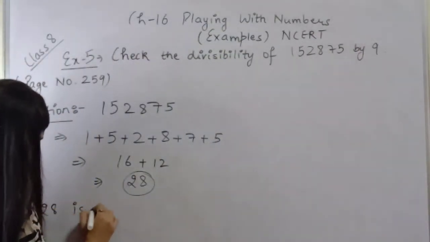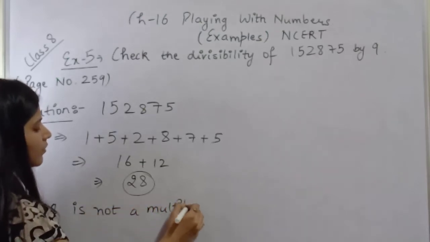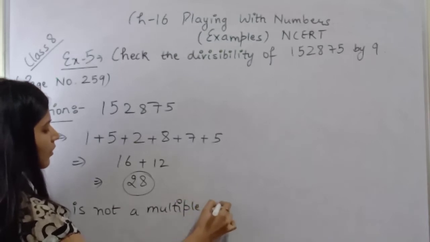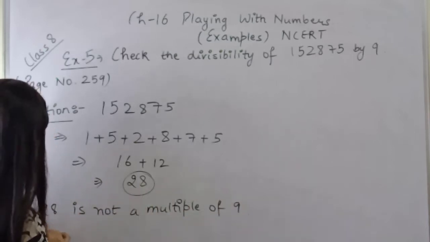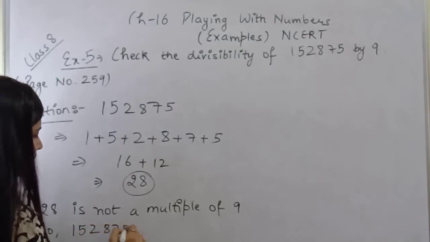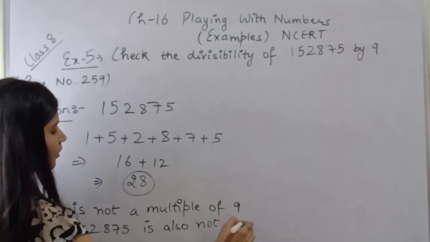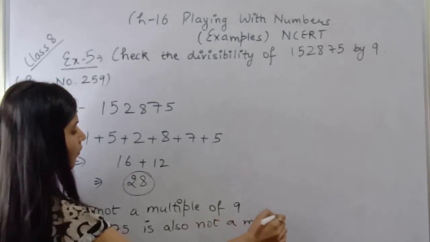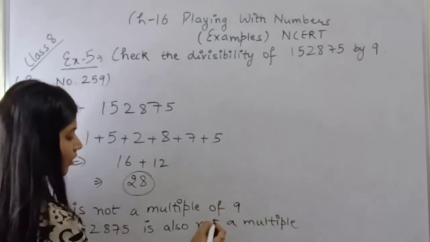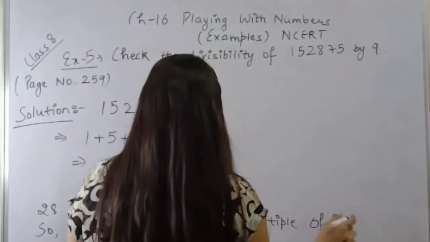28 is not a multiple of 9. So 152875 is also not a multiple of 9.